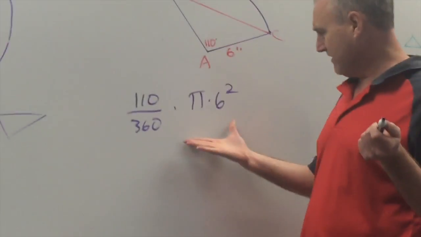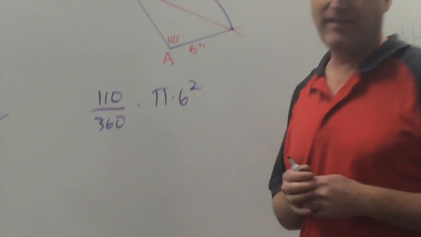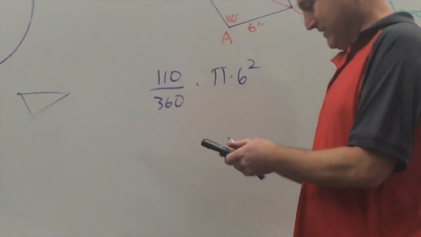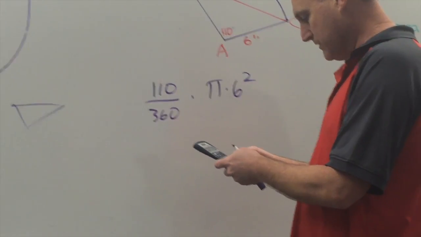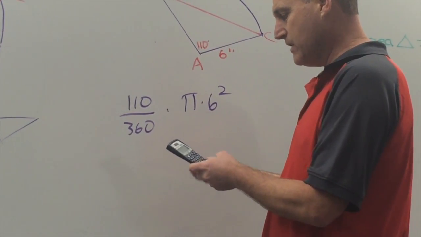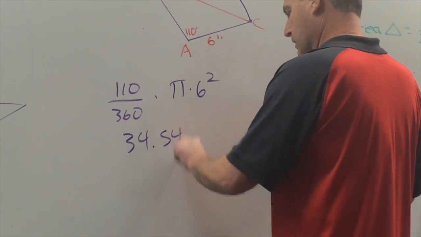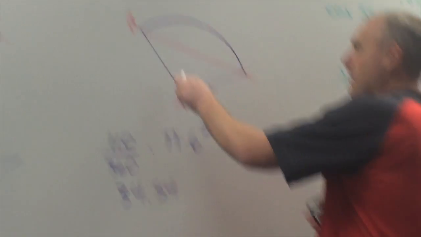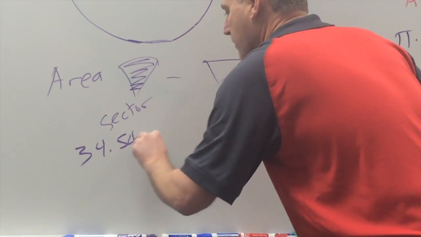And Mr. Calculator, are you able to give me that area, or do I need to do it on my own? Here you go. It's hard to hold the camera and do the calculator at the same time. So 110 divided by 360 times pi times 36 is 34.54 square units. That is the area of the whole sector, 34.54.